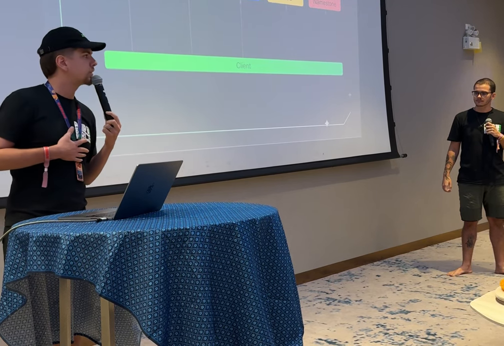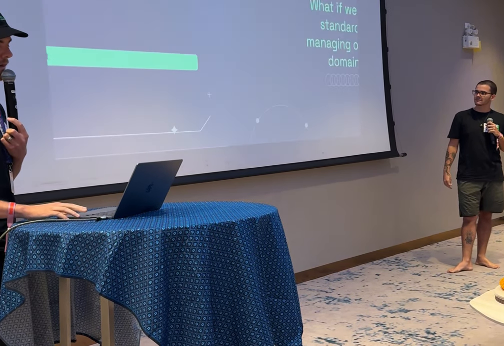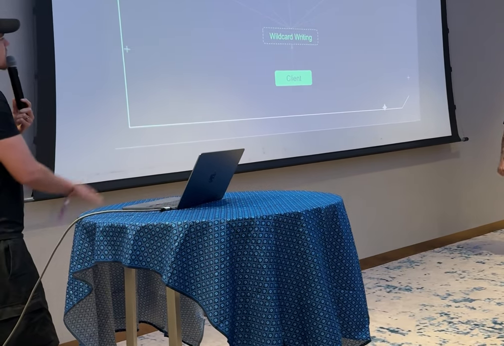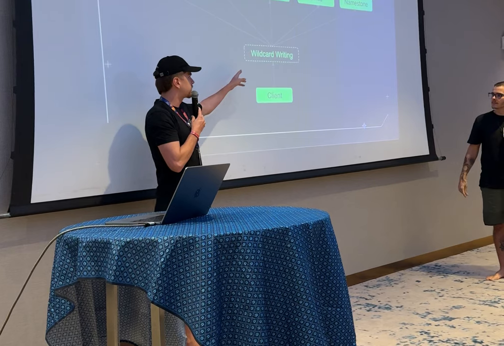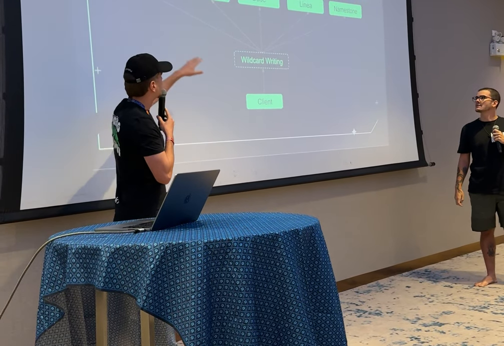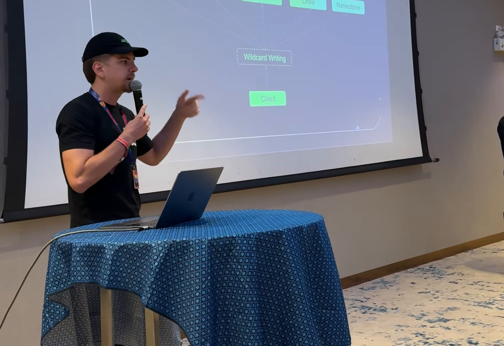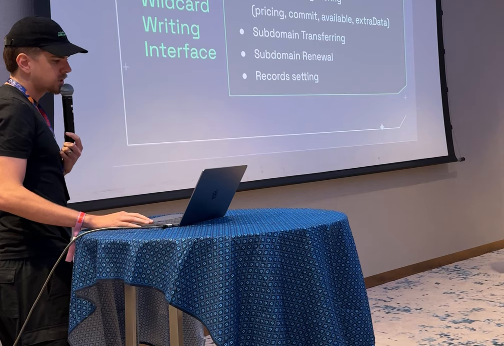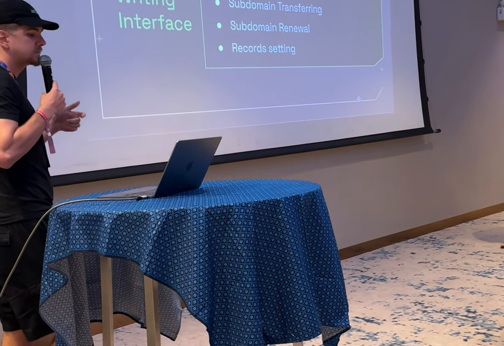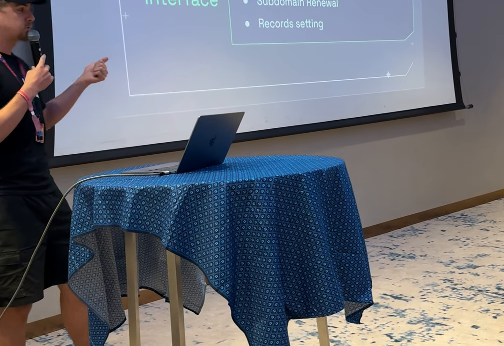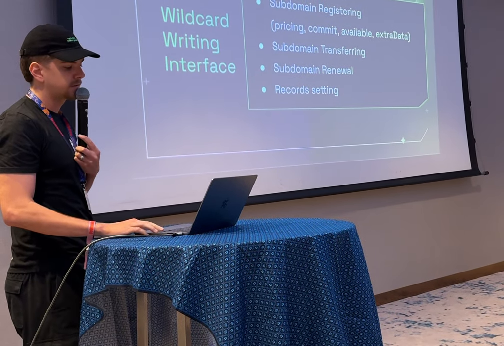The effort we have been working on the whole year is researching each of those and coming up with a pattern that could be comprehensible across them. That's how it simplifies: you have a smaller client which only needs to be compatible with the ENSIP, which is wildcard writing, and then all the off-chain providers can integrate into this pattern, creating a flywheel, a network effect. The main features of this wildcard writing interface are subdomain registry, compatibility with pricing and commit-reveal schemes, and checking if the name is available or not. You can also do ERC20 payments, subdomain transfer, renewal, and record setting, for example setting your avatar.